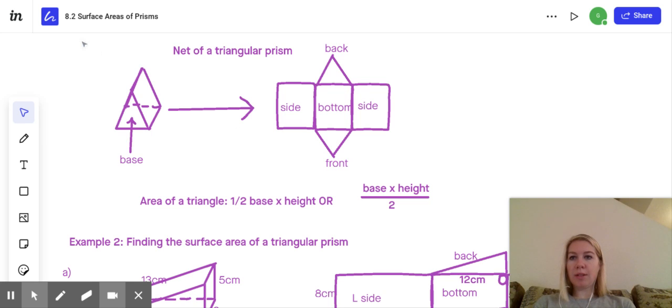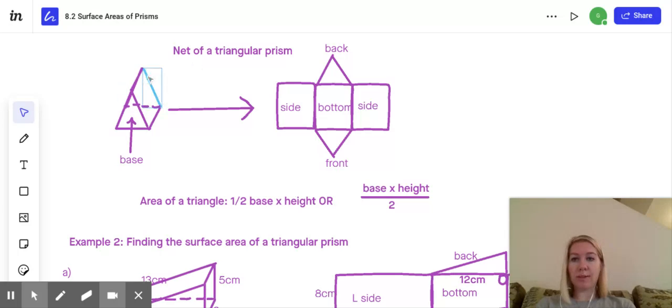All right, let's continue with Chapter 8, Section 2, which is surface areas of prisms. And we're going to go over Example 2, which is finding the surface area of a triangular prism. So first, let's talk about what the net of a triangular prism looks like.